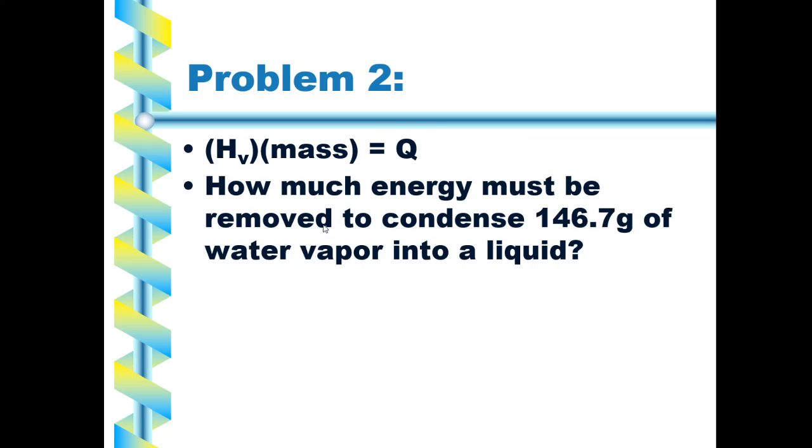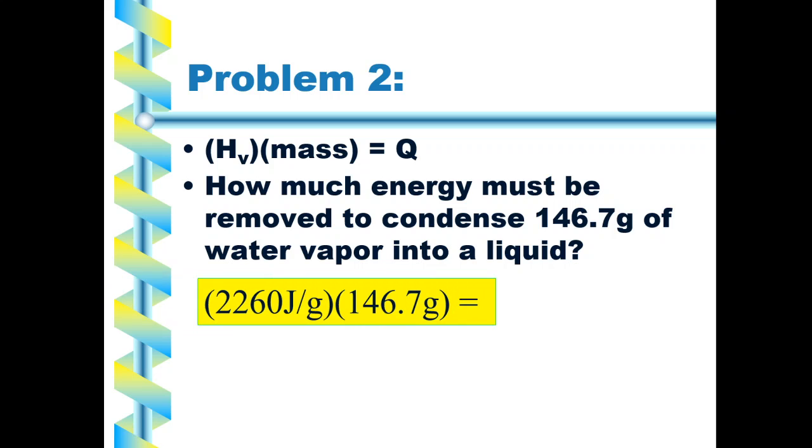Okay, let's look at another one. So now we're going to use heat of vaporization. So how much energy must be removed to condense, so again, that tells you between a liquid and a gas, condense. So you do have to learn those vocabulary words. 146.7 grams of water vapor into a liquid.